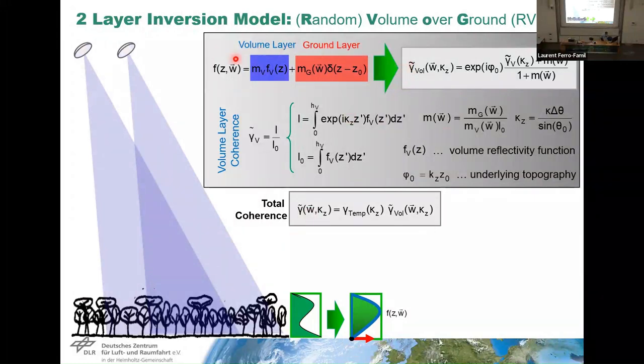So now you have this reflectivity model, you have to plug everything in your integrals, and then you get this well-known equation. Basically, this is your ground topography, then this is the coherence of the volume only, and then this is the so-called ground to volume ratio. It's the ratio between the power of the ground and the power of the volume. What depends on the baseline? The volume coherence. The ground does not. The ground does not depend on the baseline, so it doesn't decorrelate when you increase your baseline, but it depends on the polarimetric channel.